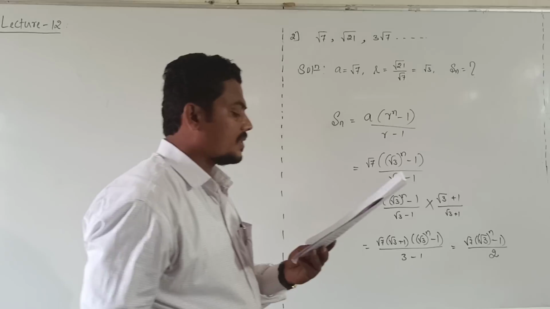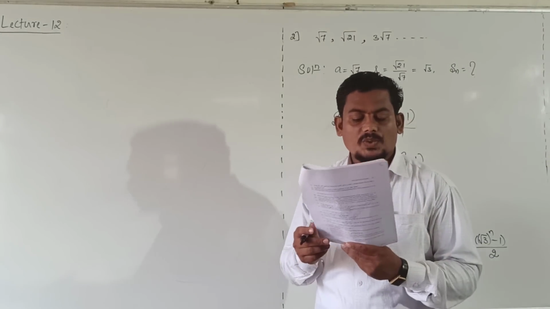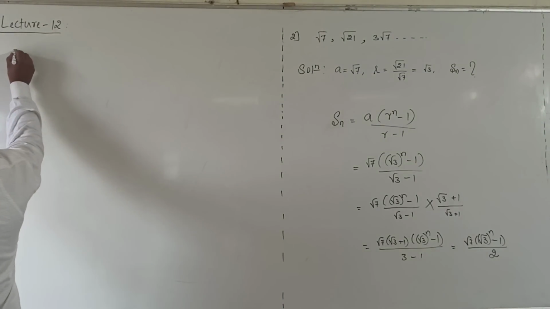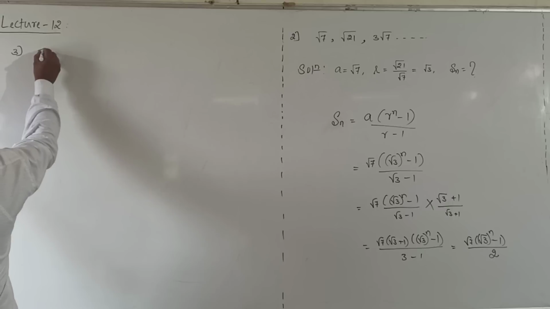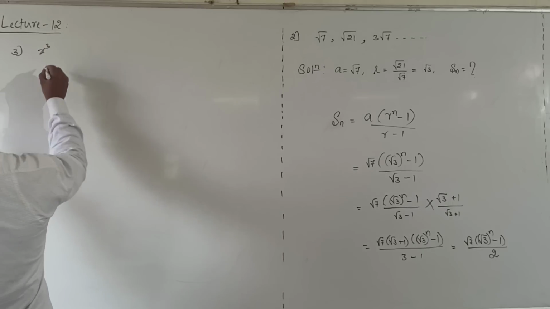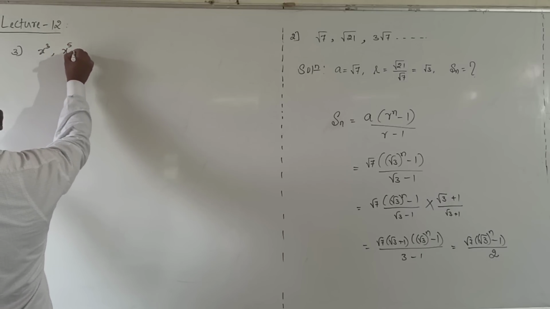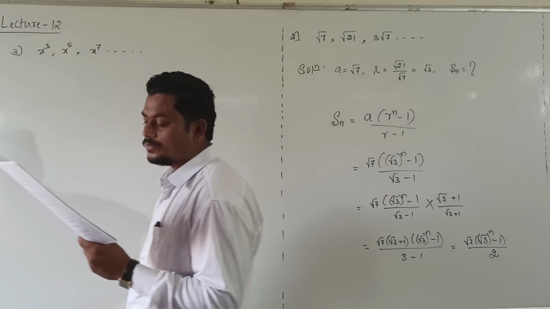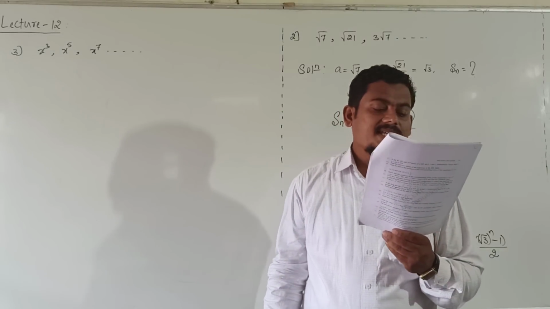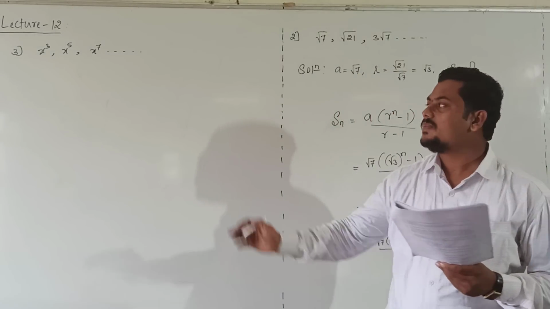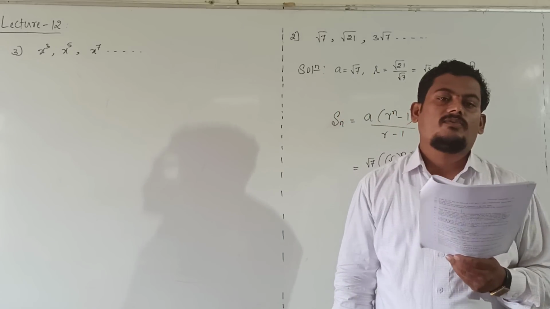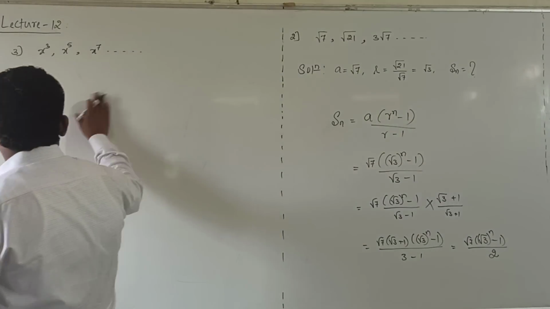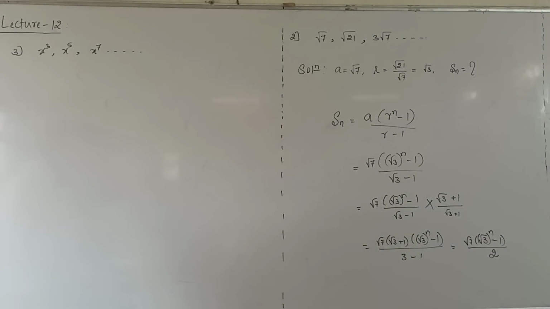Next problem. Find the sum to n terms of the geometric progression x cube, comma, x power 5, comma, x power 7 and so on. Find the sum to n terms of this geometric progression. Up to n means we need to find Sn value.